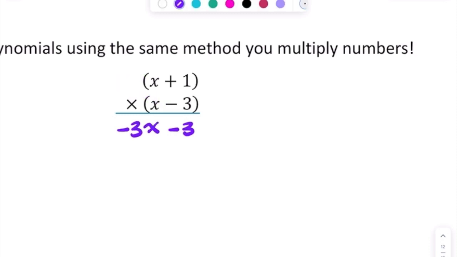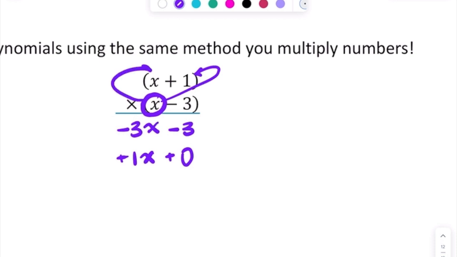Just as before, when I was doing my second digit in my bottom row there, I had to have a placeholder. So I'm going to do the same thing. And now I'm going to take this other term and multiply it by everything at that top as well. So x times 1 gives me 1x. And then x times x gives me x squared.